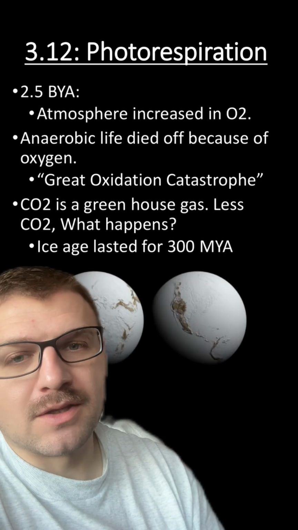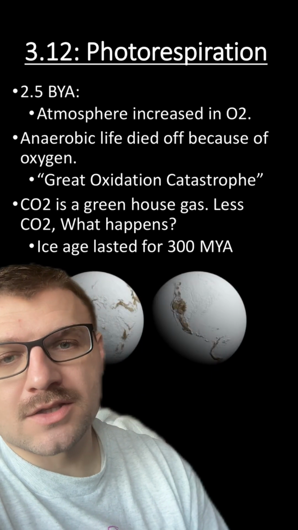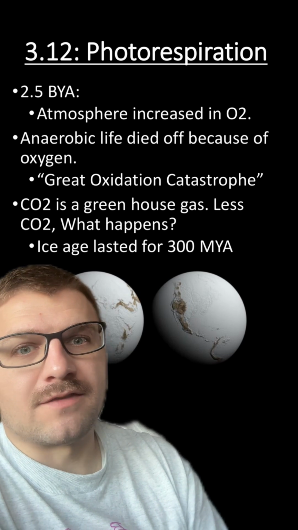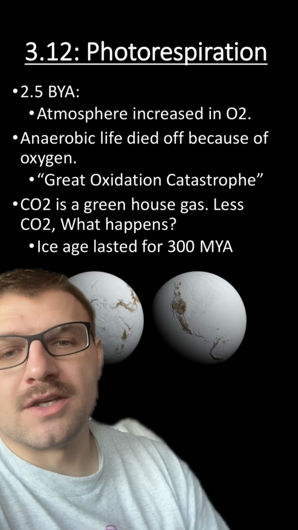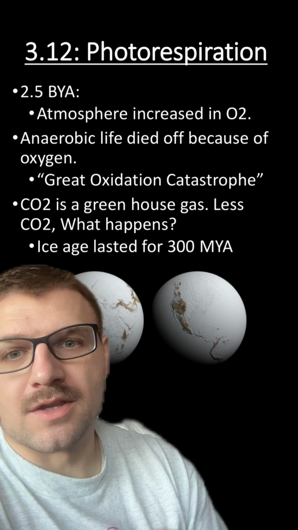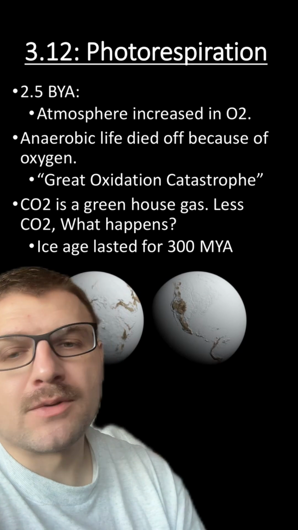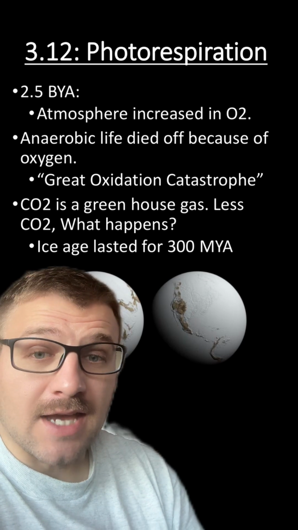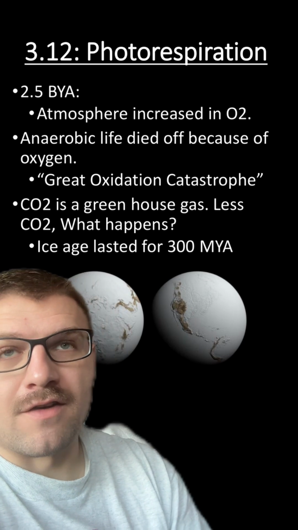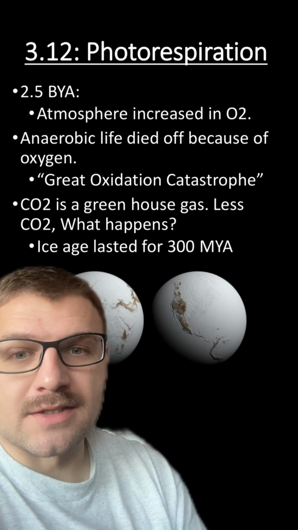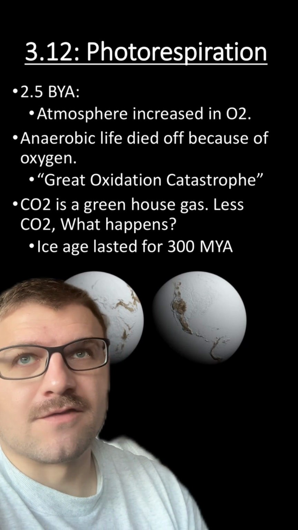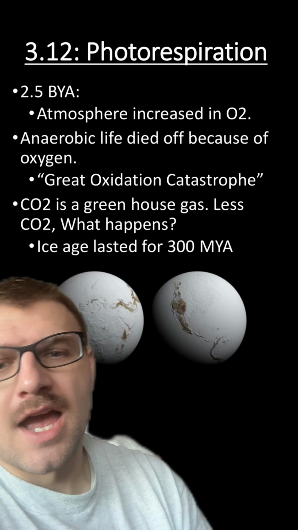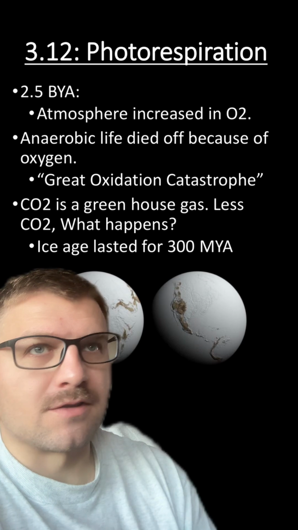About 2.5 billion years ago, there was a huge increase in oxygen, and then all anaerobic life nearly died off in this event called the Great Oxidation Catastrophe, or the Great Oxidation Event. What happened was CO2 levels drastically decreased, which is a greenhouse gas, and then the Earth got very cold because CO2 levels went down. And this ice age lasted for nearly 300 million years. I think they also call it the snow-capped Earth time period.